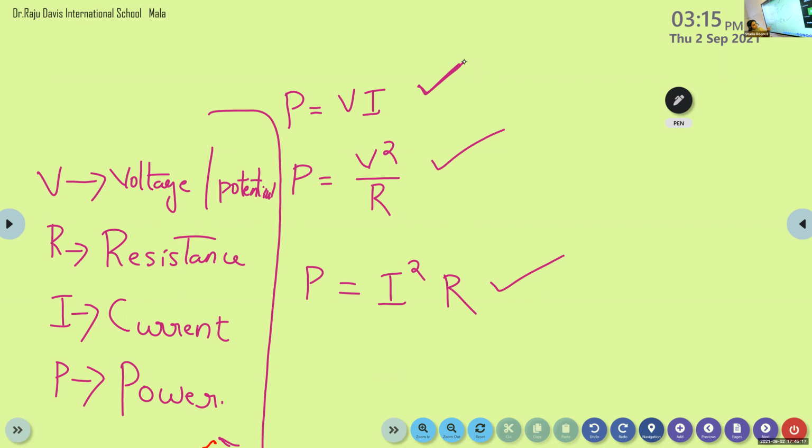Then which term is absent in the third equation for calculating the electric power? V. The potential is not given. So in your question, if the potential is not given, you don't need to worry. We have another equation for calculating the electric power, that is P is equal to I square R. These are the three equations for calculating the electric power. All of you just go through these equations. I am going to ask the equations now itself. Try to study the three equations of electric power now. P is equal to VI. Second equation, P is equal to V square by R. And the third equation, P is equal to I square R.